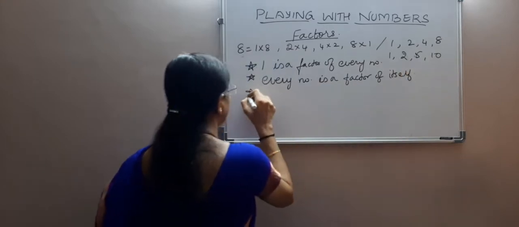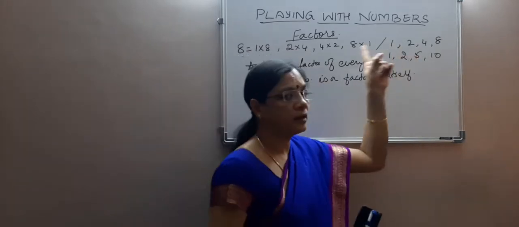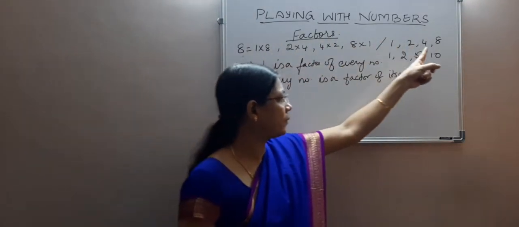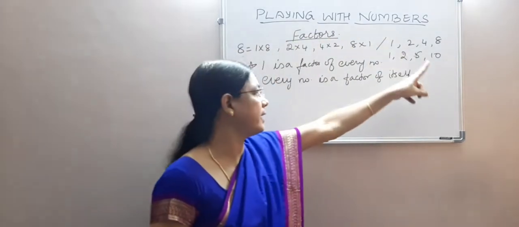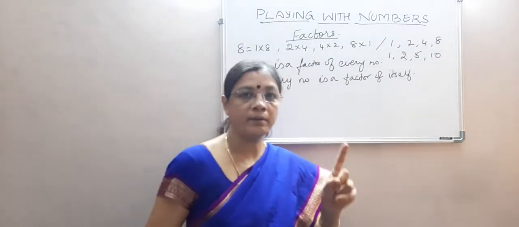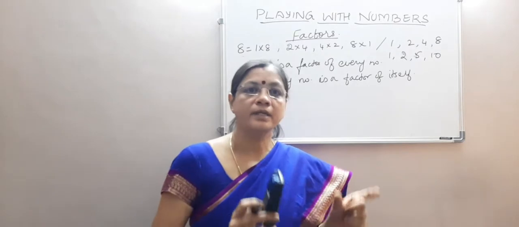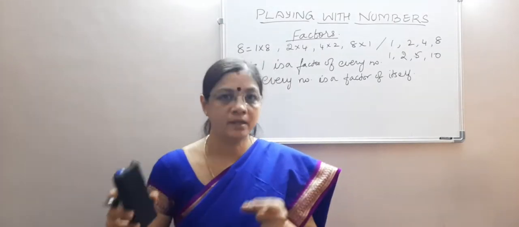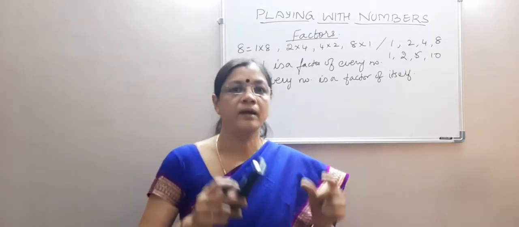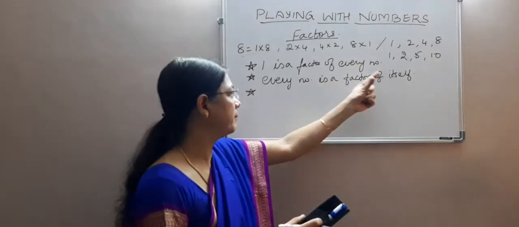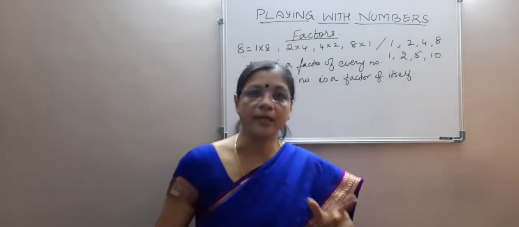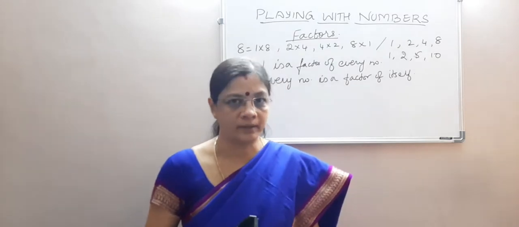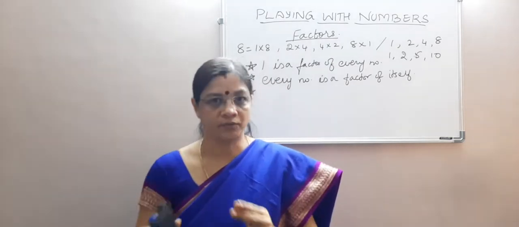Good. Now the third thing is, 1 divides 8 exactly, 2 divides 8 exactly, likewise 4 divides 8 exactly, and 8 divides 8 exactly. What do you mean by dividing exactly? That is, it divides the number without leaving any remainder. That is, the remainder becomes 0. So the numbers 1, 2, 4 and 8 divide 8 exactly without leaving any remainder. So every factor is an exact divisor.